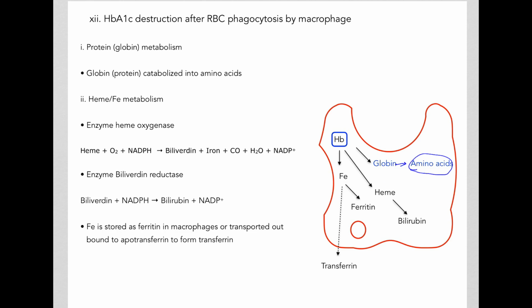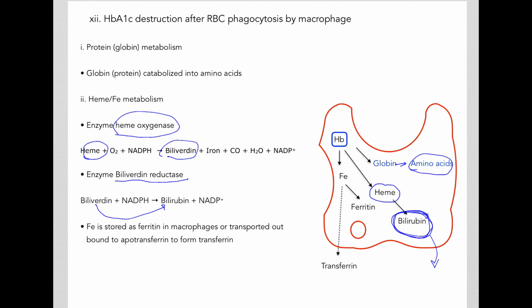Now the heme part, there's also heme in the hemoglobin, that will be converted by the enzyme heme oxygenase. The heme will be converted into biliverdin, and then there's another enzyme called biliverdin reductase that will convert the biliverdin into bilirubin. Okay, and bilirubin is another very important test routinely used in the hospitals. So we will talk about this bilirubin in future videos.